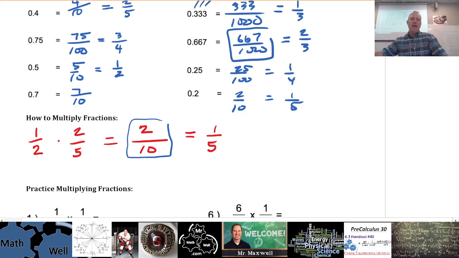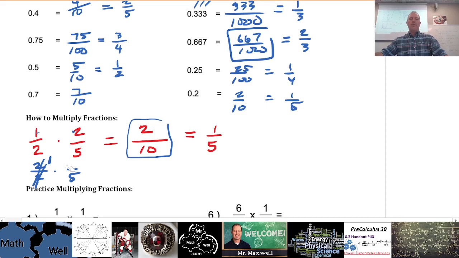Because it's multiplication, I could actually rewrite this as 2 over 2 times 1 over 5. You know that because 1 times 2 is exactly the same as 2 times 1. And what I noticed there is that 2 over 2 is actually just 1. So in essence, I've simplified before I multiplied.